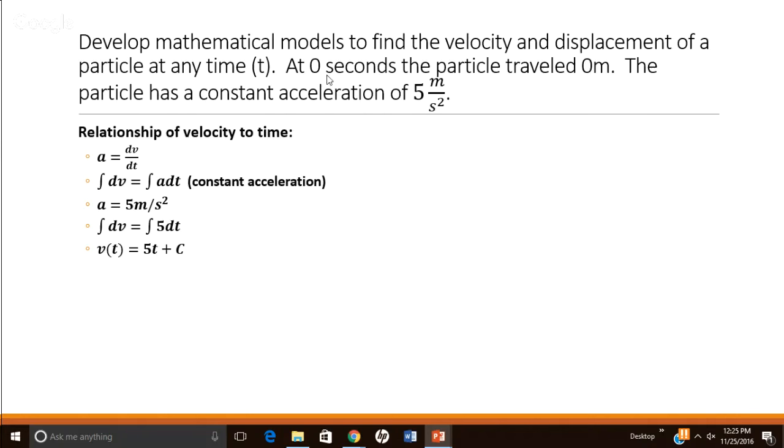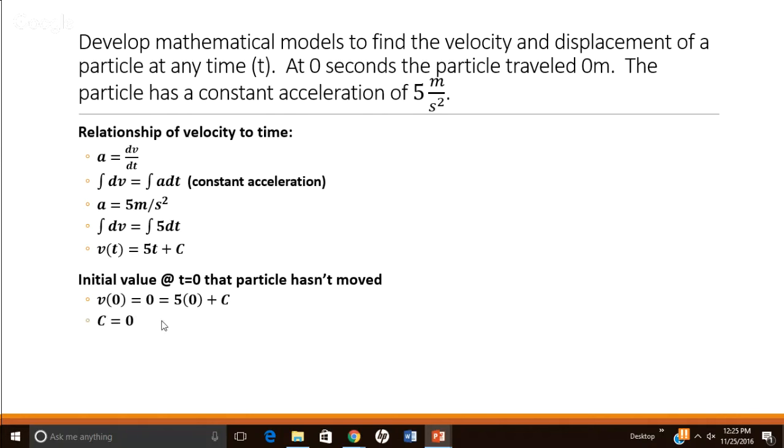We've got an initial condition. We know that at time 0, the particle hasn't traveled. So we're taking that as our initial condition: at time 0, the velocity is 0. So we end up with a constant of integration c equal to 0. So our velocity at any given time t is equal to 5t. This is our model for our velocity.